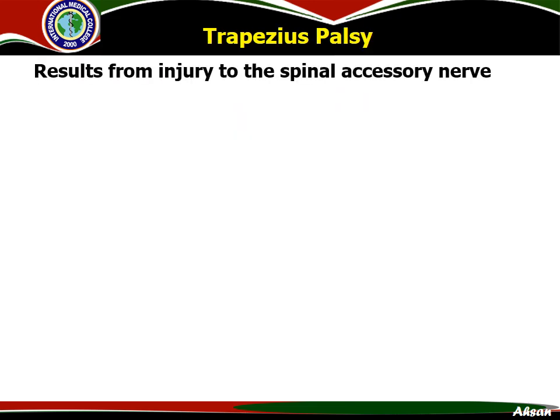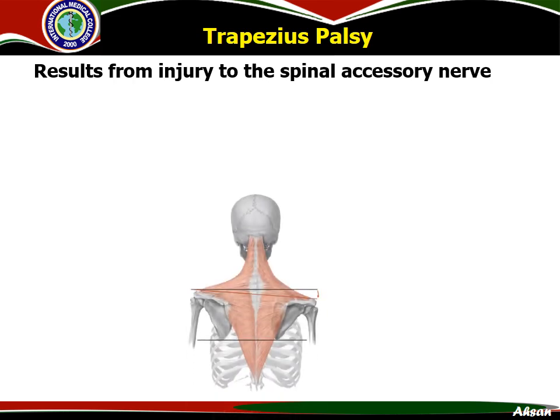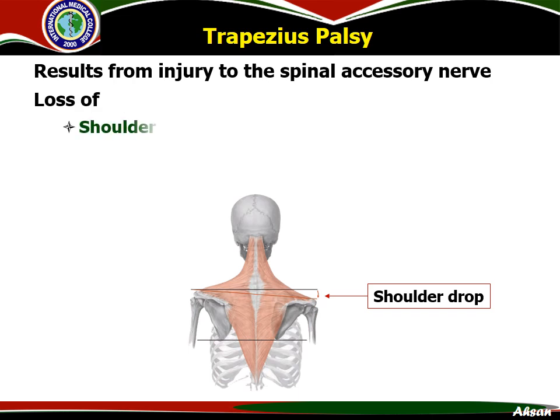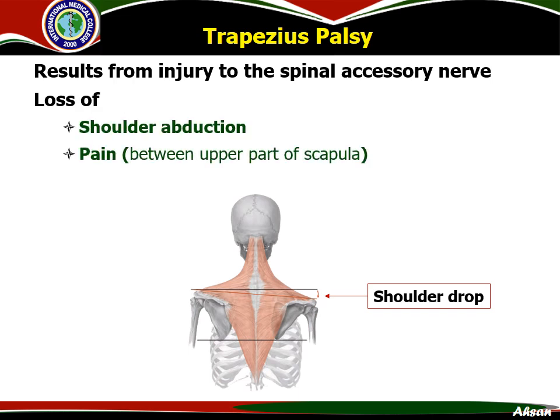When the spinal accessory nerve is injured, there will be paralysis of the trapezius muscle. When we inspect the person from the back, we will observe that the shoulder tips are not in a parallel, horizontal line; it is dropped. This is known as shoulder drop. There will be loss of shoulder abduction, and pain between the upper part of the scapula, and winging.